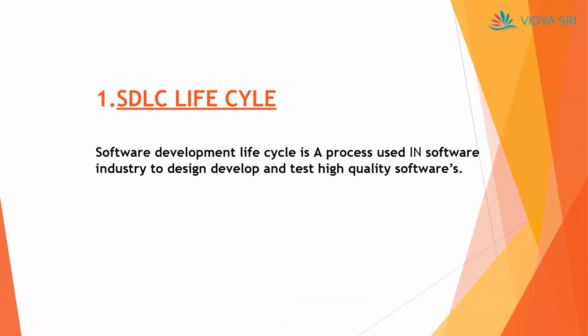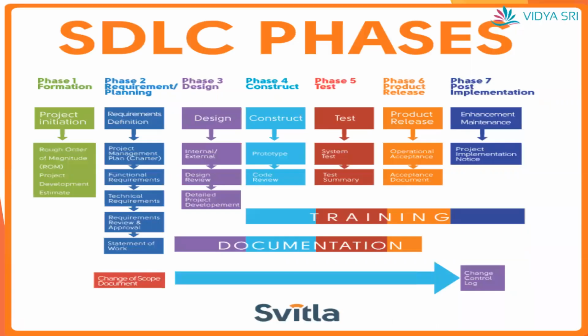As you all know, SDLC means software development life cycle. To develop or implement any software, project or application, every organization will follow the SDLC life cycle. Why? Because every organization should expect some quality, and every customer also will expect some quality. So to get the client-expected quality, we have to follow the SDLC phases. These are the 7 phases we have.